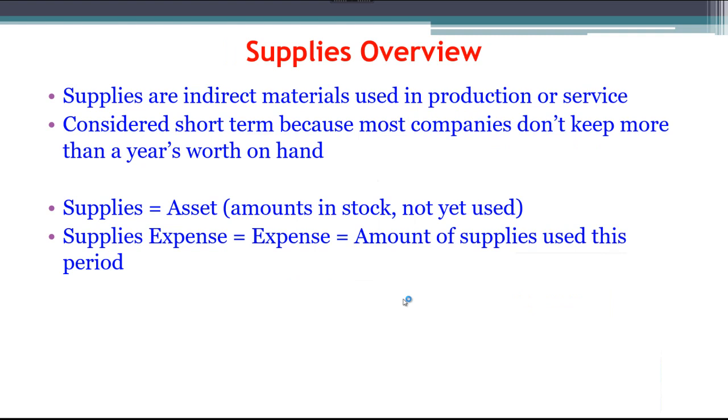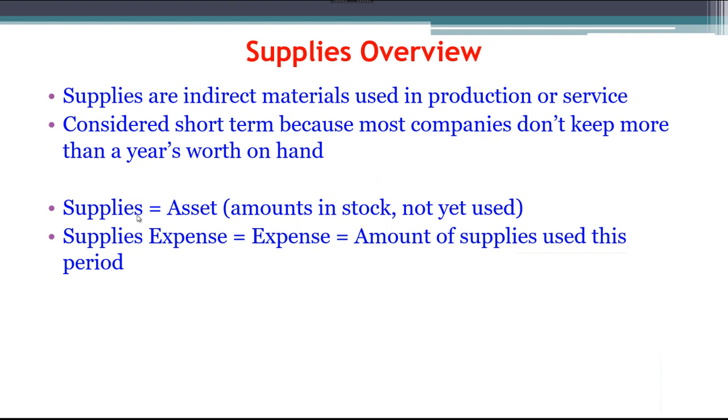Now we're going to talk about supplies, another important current asset the company might have. The thing about supplies is they differ from inventory because we're not selling supplies. We're using them in our production or service. They tend to be considered short-term because, why would you want to buy more than a year's worth of supplies? It's just wasting excess money. So generally supplies are considered current assets.